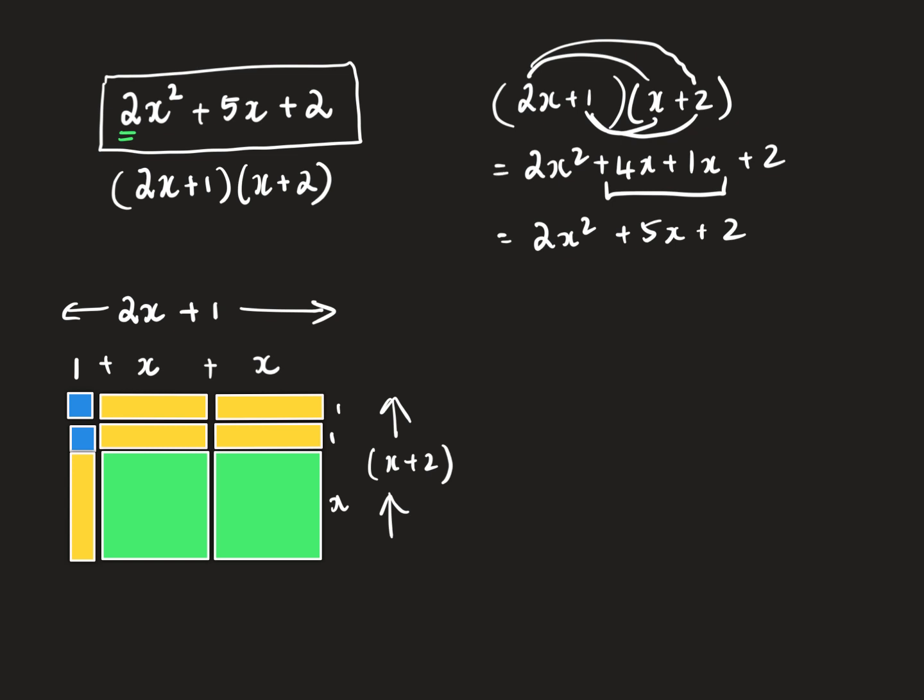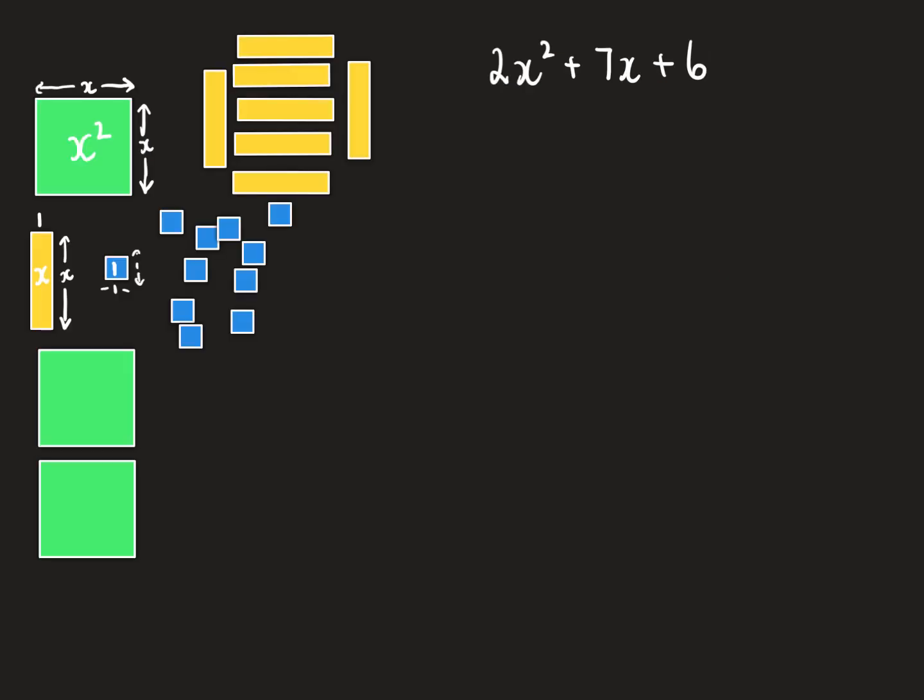Is that what we started with? Yes, it is. Same as that, same as that. So 2x squared plus 5x plus 2 is equal to 2x plus 1, lots of x plus 2. I have factorised the expression. How about this next one here?